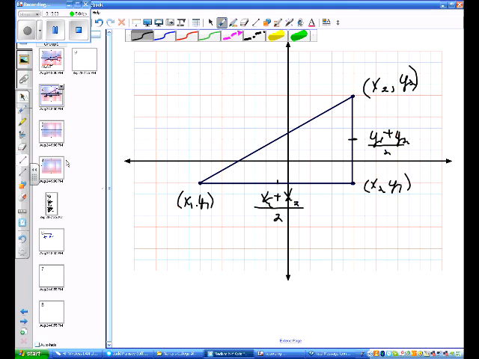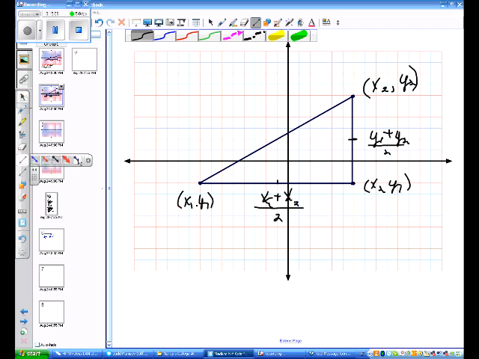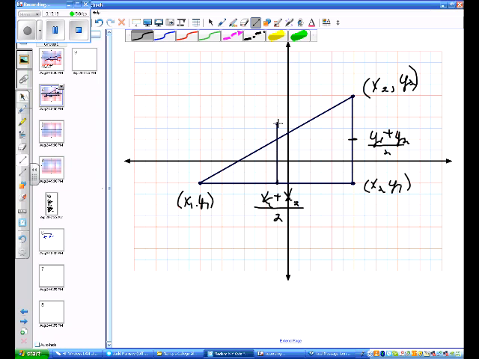Now, in geometry, one of the things that you learned was if you construct the perpendicular bisectors of the legs of a right triangle, they also bisect the hypotenuse. So when we found this x value for the middle of this line, that's the same as the x value for the middle of the hypotenuse. When we found the y value for this line, that was the same as the y value for the hypotenuse.